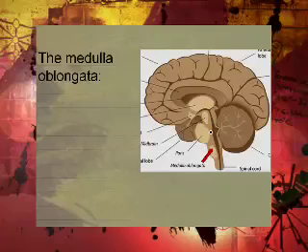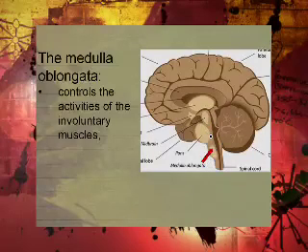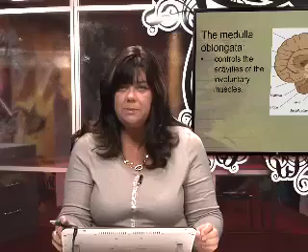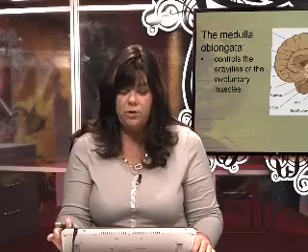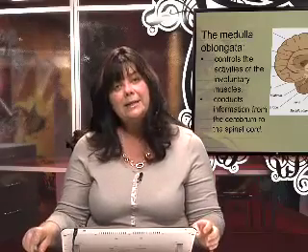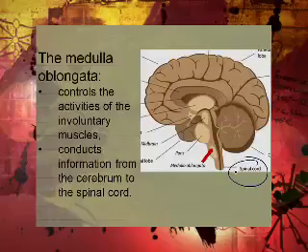The medulla oblongata is this very important central part deep inside the brain, and it is the part that controls involuntary muscles, and it conducts information from the spinal cord to the rest of the brain.